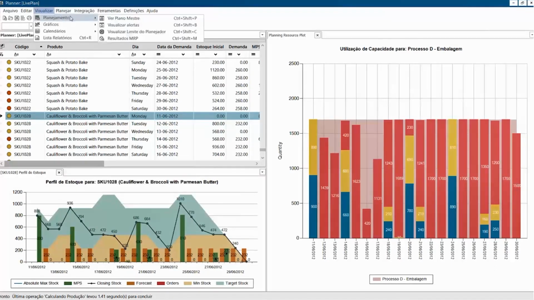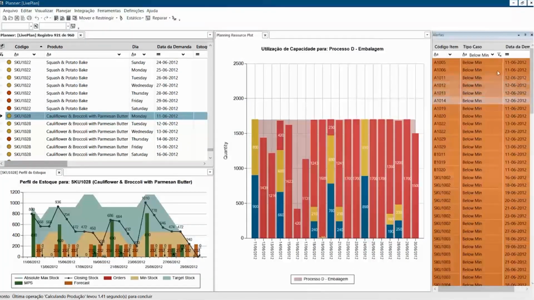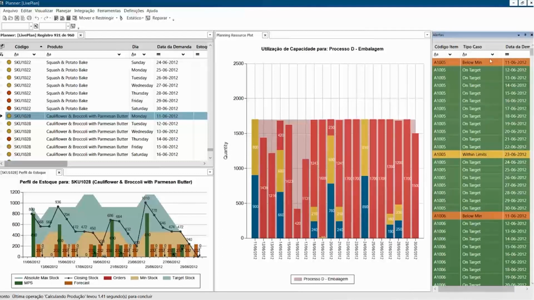Finally, we can see some warnings of problems that may occur during our planning. So we have, for example, situations in which our production demand is below the minimum expected. We can identify shortages, times when stock is at zero, and classify these alerts so that we can understand the quality of our planning.